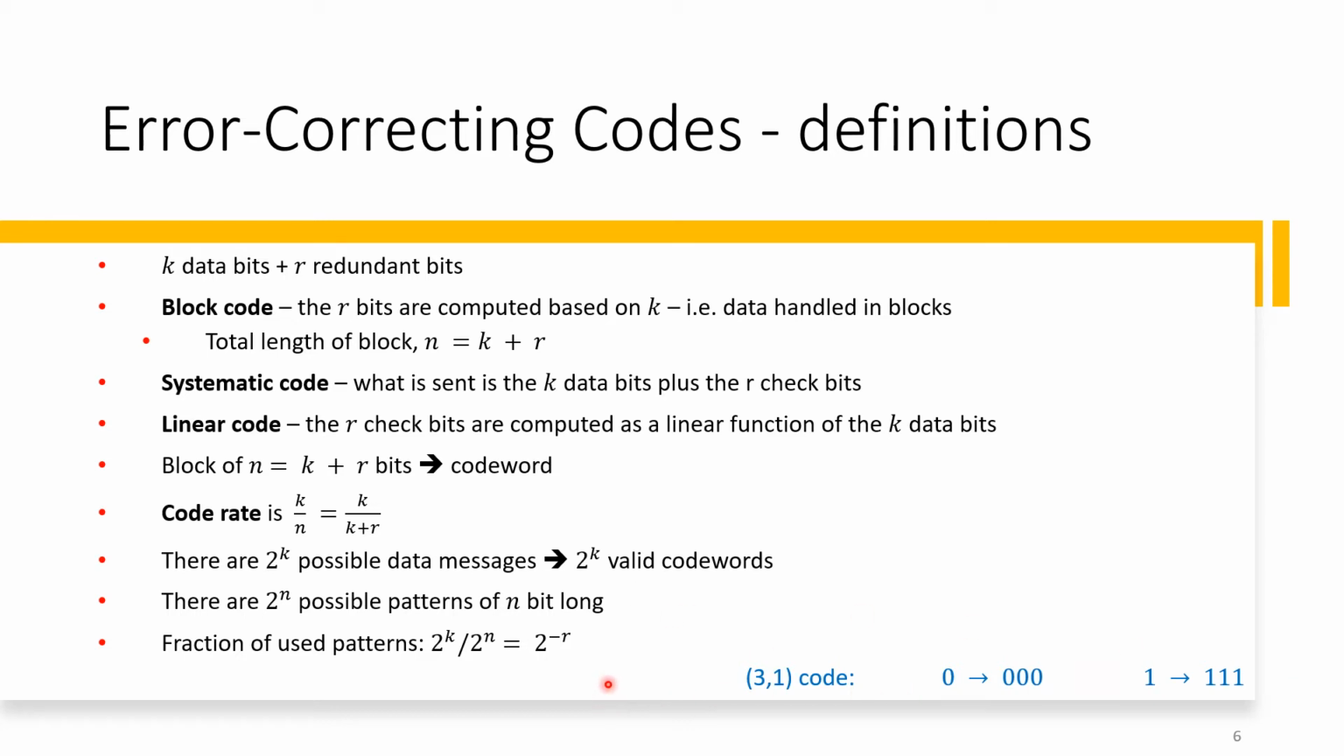The fraction of this pattern, which is 2 raised to power K divided by 2 raised to power N, in our case is 2 divided by 8, which is 1/4, or 2 raised to power minus 2, which is 1/4. So the fraction of used patterns is only 1/4 because we have 8 possible code words, but only 2 are valid. So 2 divided by 8, which is 1/4.